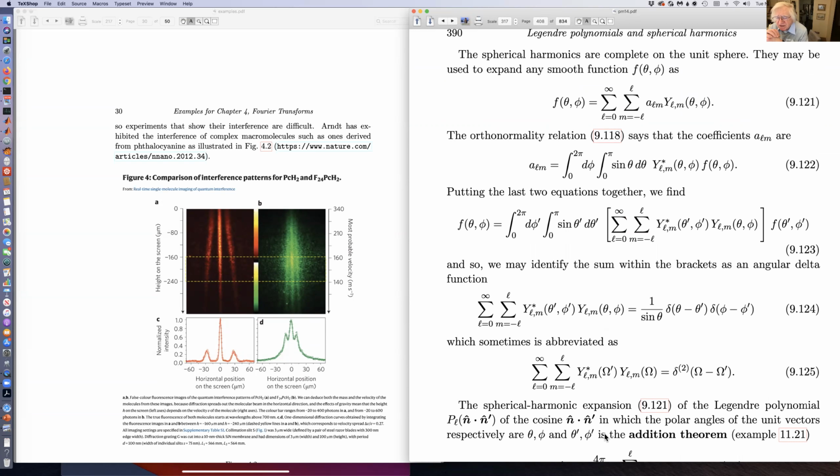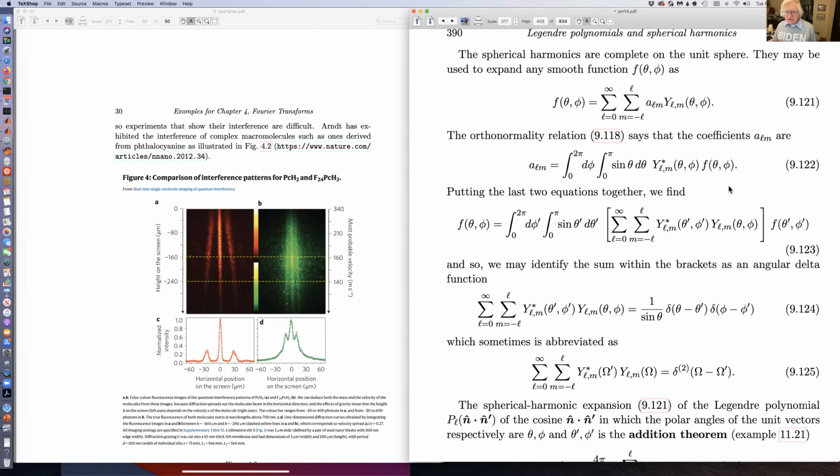The spherical harmonics are complete on the unit sphere, and they may be used to expand any smooth function in this way. And the orthogonality relation says that the coefficients are, well, if you just write f as a sum of A_LM Y_LM, and then use this orthogonality relation, you can see that A_LM is equal to this. And this is basically an echo of what we did when we did Fourier series.